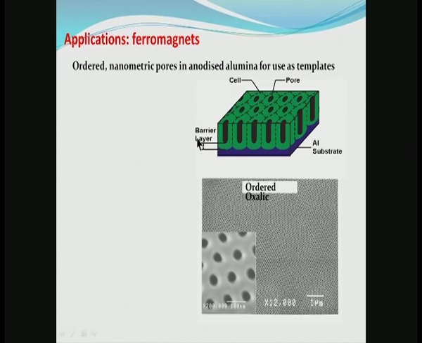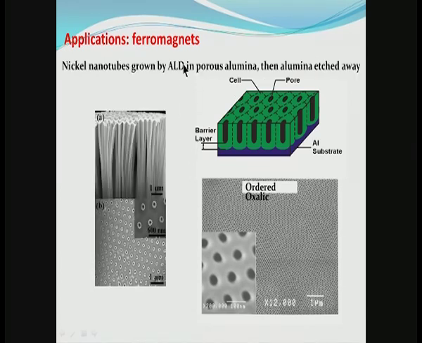So, it turns out that using the ALD process, it is possible to deposit nickel in these pores of alumina. After the alumina is etched away following the deposition of nickel, what you get are these nanotubes of nickel, as you can see here. So, ALD is capable of very nice conformal coverage, filling of the pores, and out of that a very ordered structure of nickel nanotubes. Nickel being a ferromagnet, this can have significant applications.